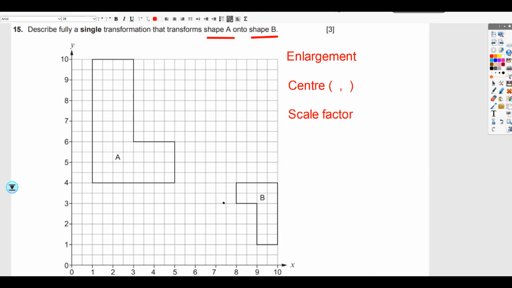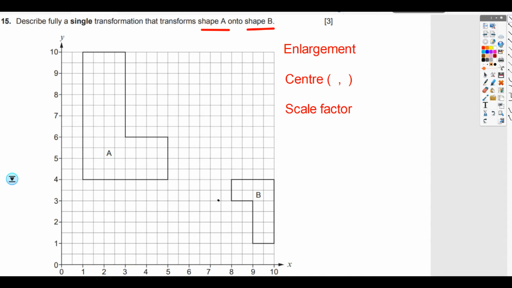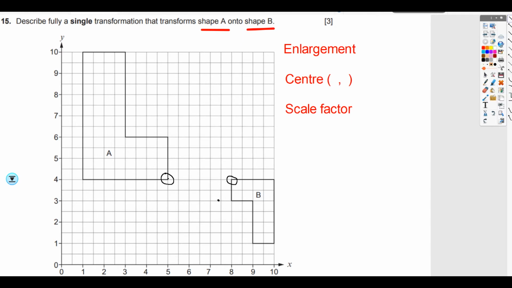So to find the center, I'm going to draw lines from the corners of B to the corners of A which correspond. If I look at shape A, I can see that this point that I've circled is mapped onto this point on B. If I imagine this is like an L shape, this is sort of the bottom right part of the L. I can see that those two points have been mapped onto each other. What I'm going to do then is draw a straight line from the point on B through the point on A.